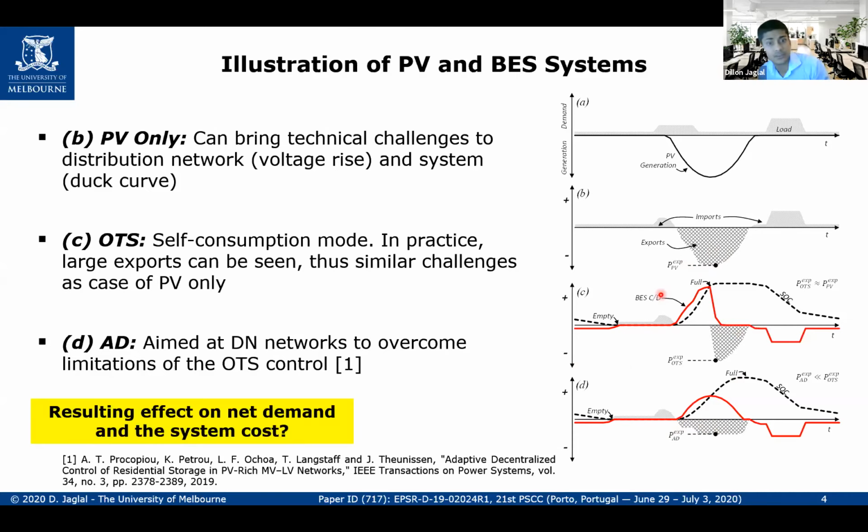So now we ask the question, what are the effects of this if adopted on a mass scale? How would it affect the system-level net demand and then the cost? And how do we model this from the household level all the way up to the system level?